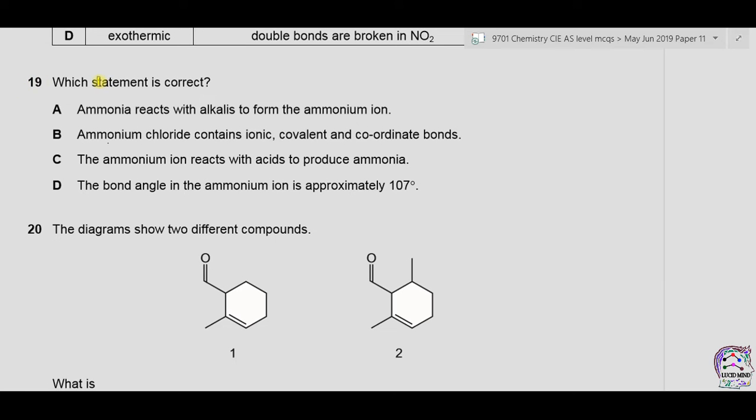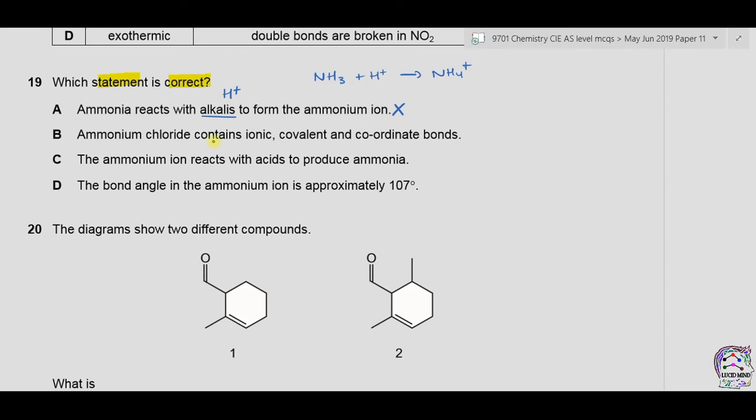Question number 19, which statement is correct? A. Ammonia reacts with alkalis to form ammonium ion. Now we know that ammonia can react with acids, H+, to form a coordinate covalent bond and convert into ammonium ion. So therefore A is incorrect.